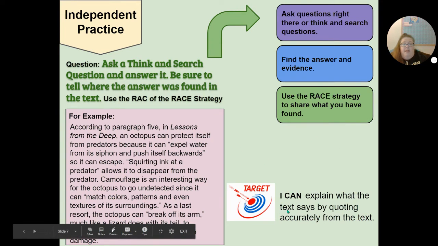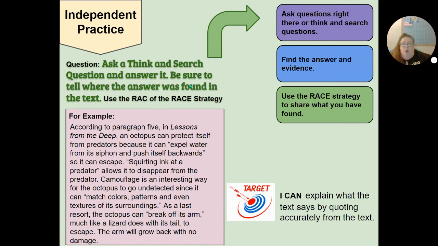Remember to apply today's learning target. Answer a think and search question or a right there question. Find the answer and use the race strategy to communicate your findings.